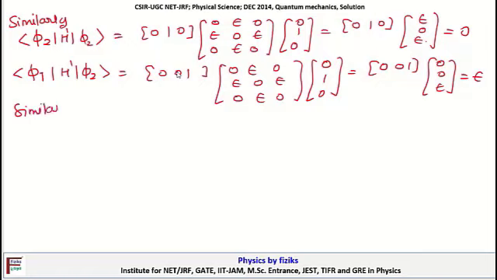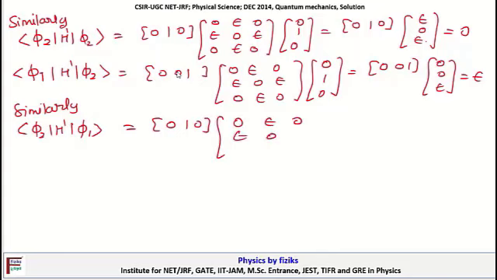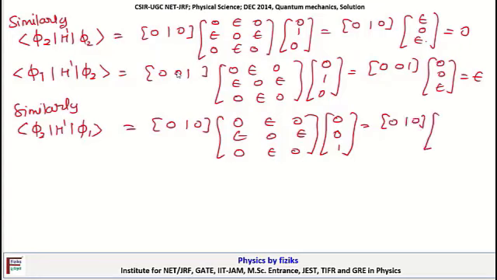Similarly, phi 2 H dash phi 1 equals 0, 1, 0 times the matrix H dash times 0, 0, 1, which equals 0, 1, 0 times 0, epsilon, 0, which equals epsilon.